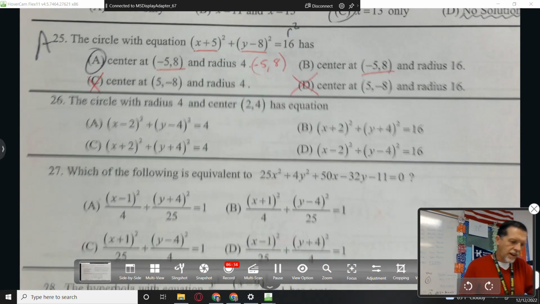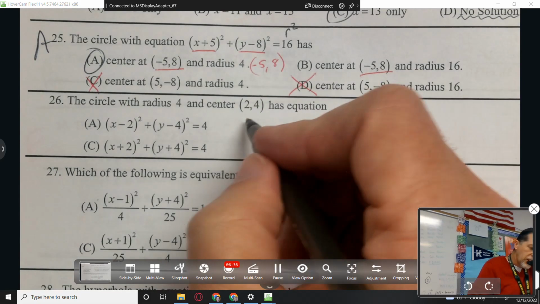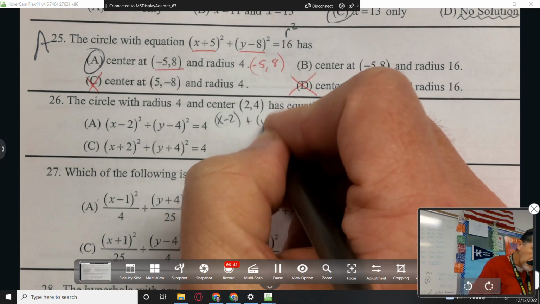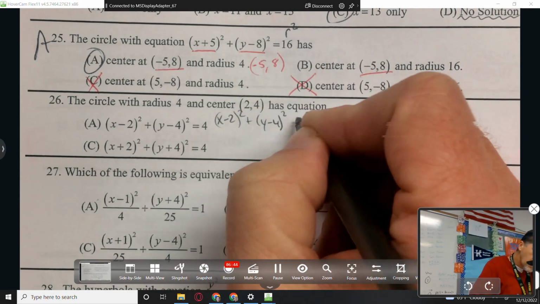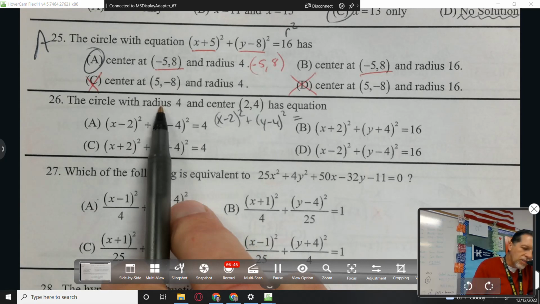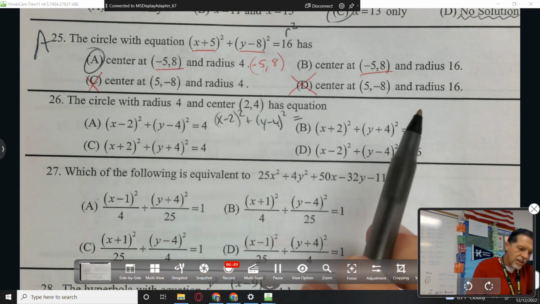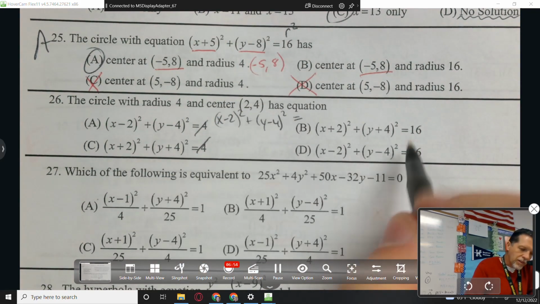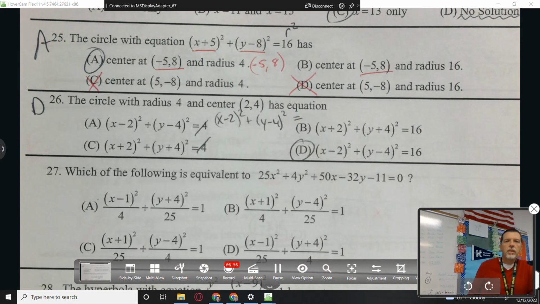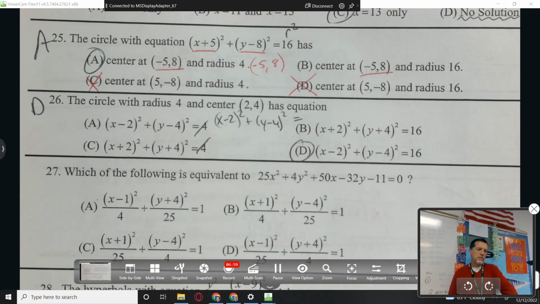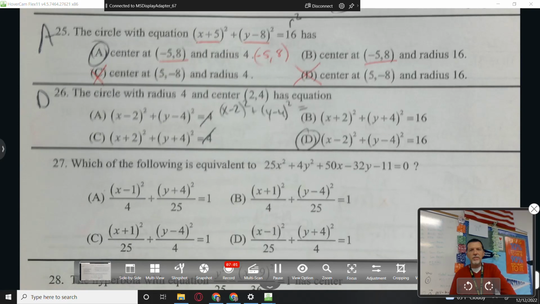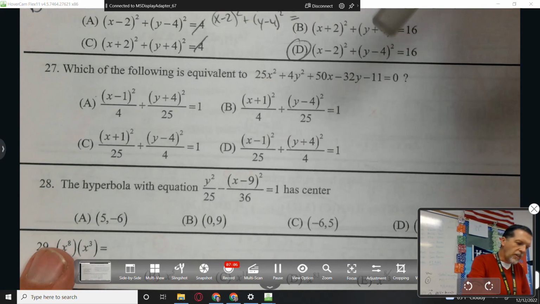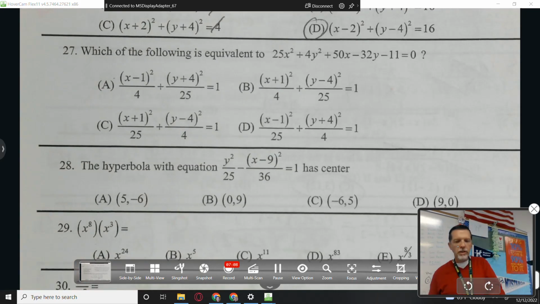26 is kind of the same question, just asked in reverse. If the center is 2, 4, then that's x minus 2 and y minus 4. And if the radius is 4, then that means there's 16 on the other side. So x minus 2, y minus 4. Again, 25 and 26 are basically the same question. 27. Which of the following is equivalent to? Oh, do you remember what we're going to have to do here?